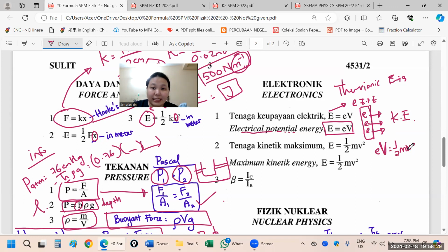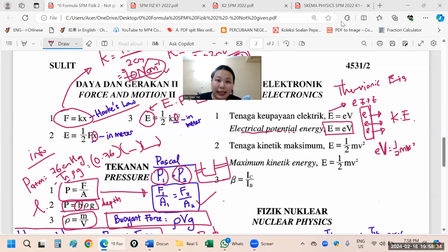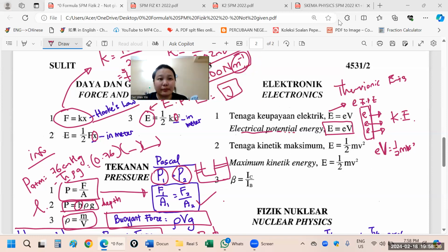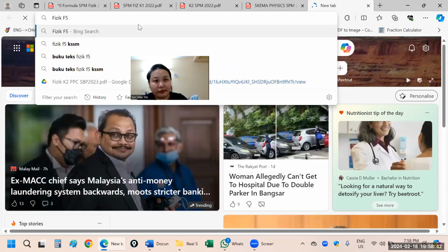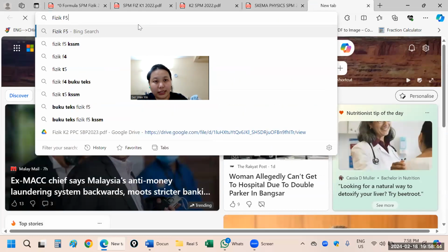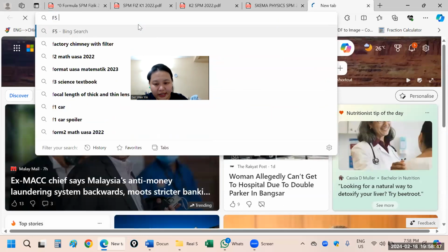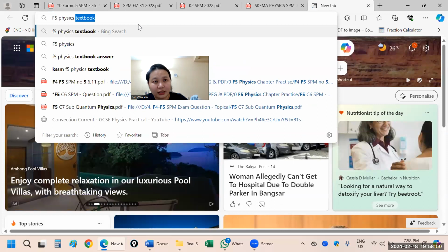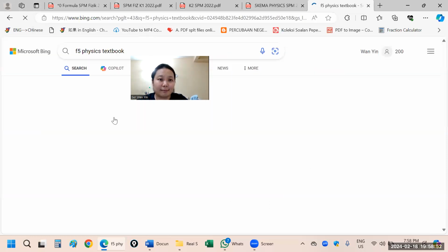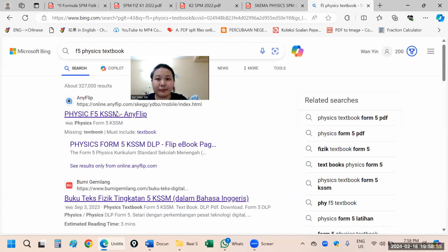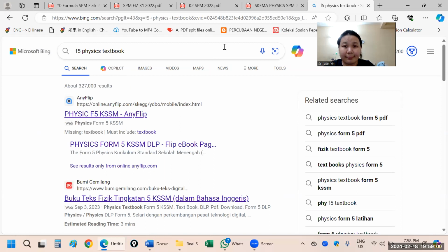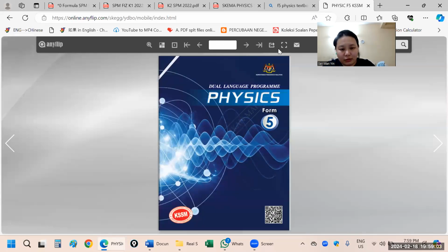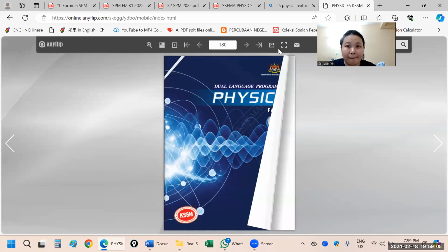Okay? Can I see the definition of Lenz's law again later? Let me see. Form 5, B6, I should type. Form 5, B6 textbook. Any flip? I think it's around 180.